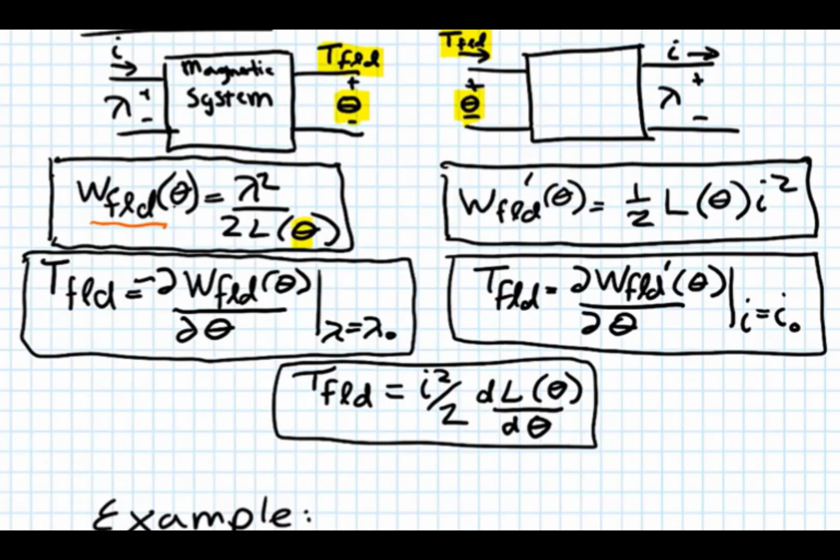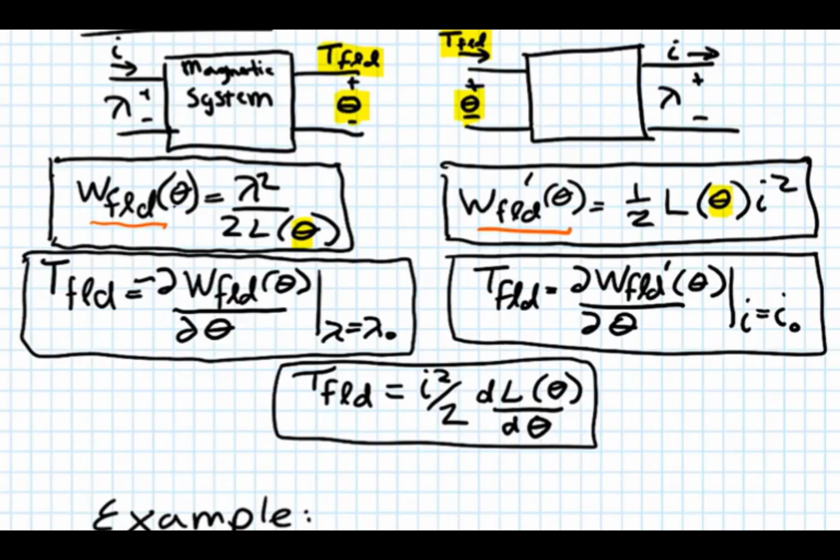We derived this from all this calculus stuff that we touched on. The co-energy, which is an easier thing to work with, right here, same expression, 1/2 L i squared, but the L has an angular position dependency.